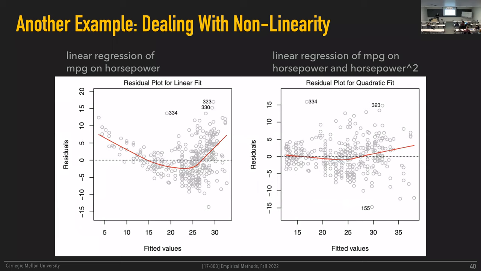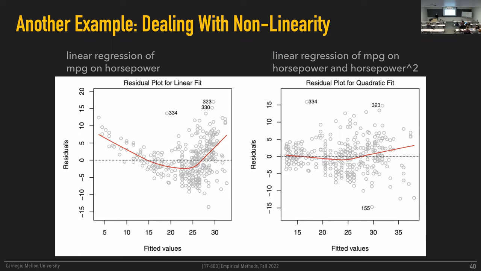So one way of dealing with this nonlinearity, you say, okay, we have this nonlinearity. How might we deal with this? This is another example, less artificial this time. This is a real example. The left-hand side is a linear regression of fuel consumption, miles per gallon, on horsepower. So how fuel efficient are bigger engines versus smaller engines, more powerful engines versus less powerful engines. And you see this clear nonlinear relationship there.